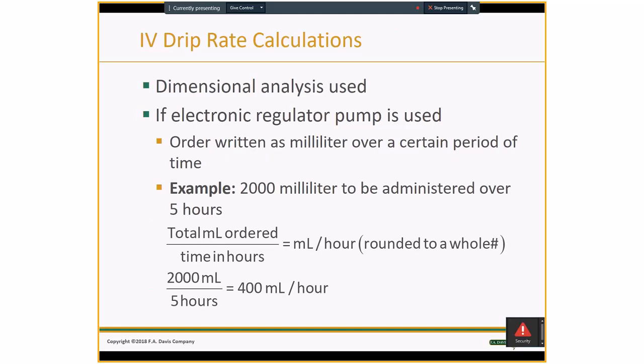So the total milliliters that were ordered were the 2,000, and I'm going to do it over 5 hours. Just read what it says. So basically I'm just dividing the 2,000 by 5, and that's how they got the 400. So that one's easy, I think, kind of. You just take the total amount, divide it by the hours, and you get how much per hour.